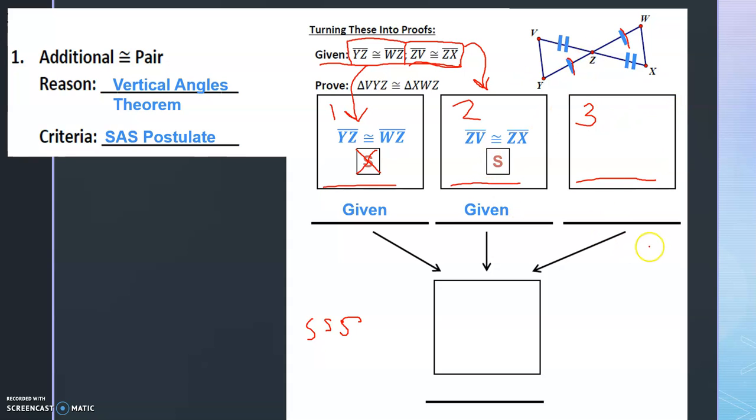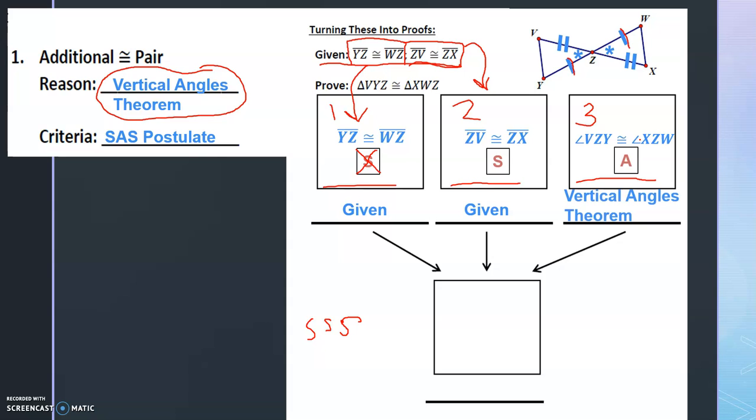Okay, now this third box. This third box is reserved for if you need an extra piece. So something wasn't provided to you in the given, we're going to look for a reflexive or vertical. Well, we already determined that I have a pair of vertical angles. So I mark those in the picture, and because I mark it, I have to write that those angles are congruent, and I have to say why. Vertical angles theorem.